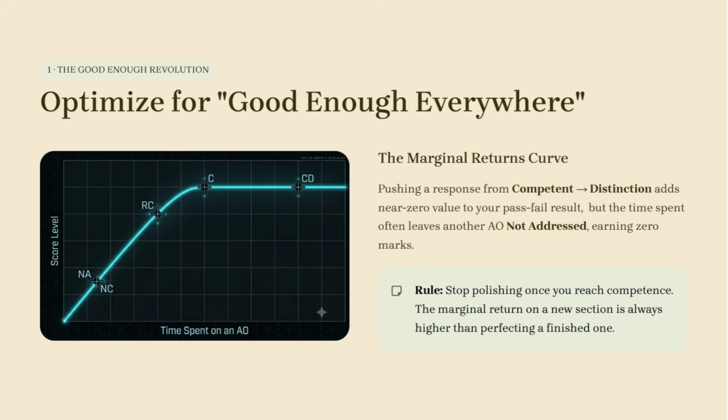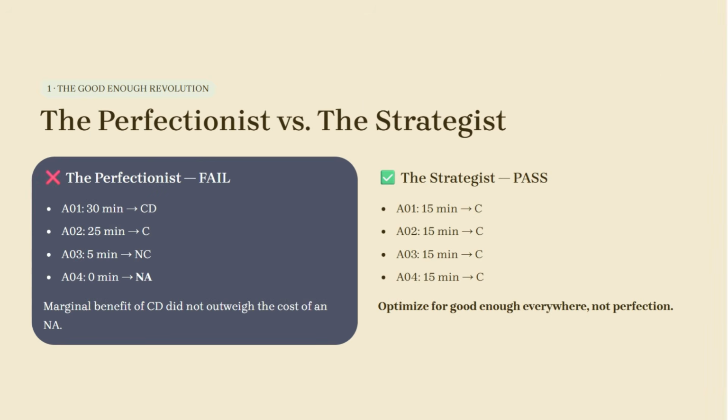Take a look at the marginal returns curve on the screen. The jump from NA to reached competence, RC, and then to competence, C, is where all the value is. Reaching a C is roughly worth double an RC. But here's the kicker. Pushing a response from competent to competent with distinction, CD, adds basically zero additional value to your pass-fail result, unless of course you are aiming to be recognized as the top 10 exam writers in the province. However, for most of us regular people, a C and CD will be the same. The opportunity cost of perfection is massive.